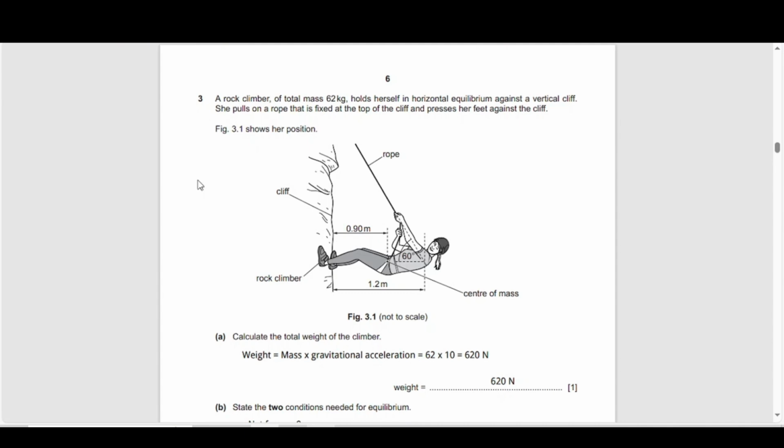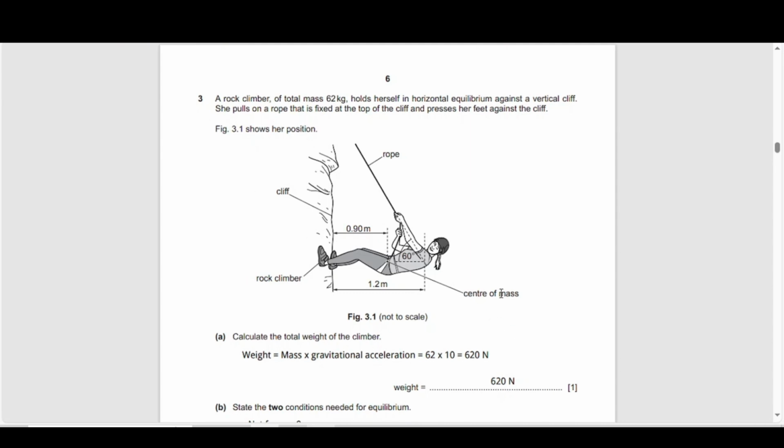A rock climber of total mass 62 kilograms holds herself in horizontal equilibrium against a vertical cliff. So that's the rock climber, that's the cliff, that's the horizontal equilibrium. She pulls on a rope that is fixed at the top of the cliff and presses her feet against the cliff. So she is pressing her feet against the cliff. The rope is tethered somewhere at the top. Figure 3.1 shows a position.